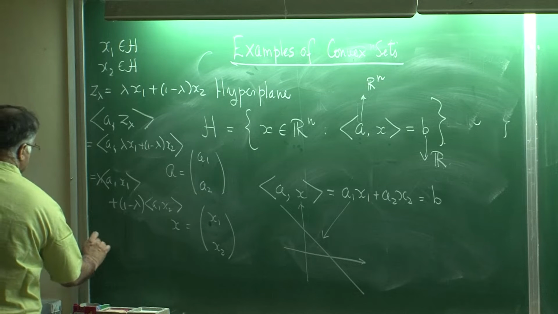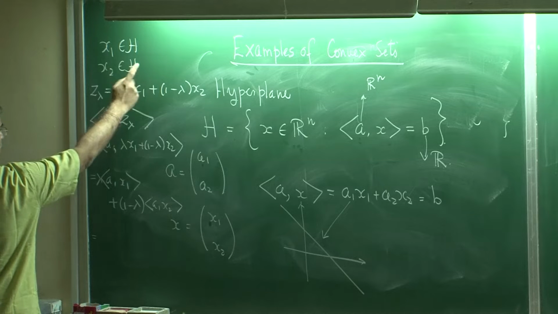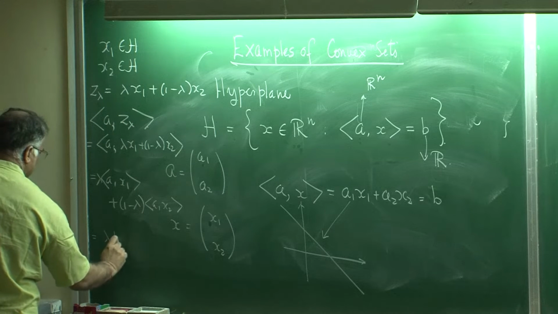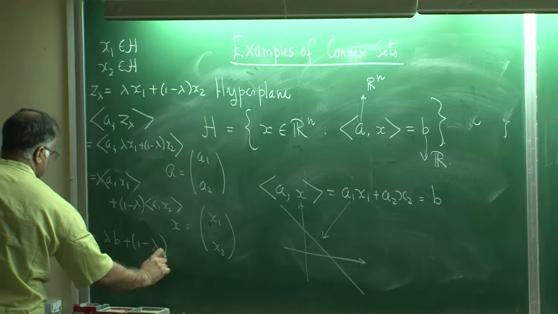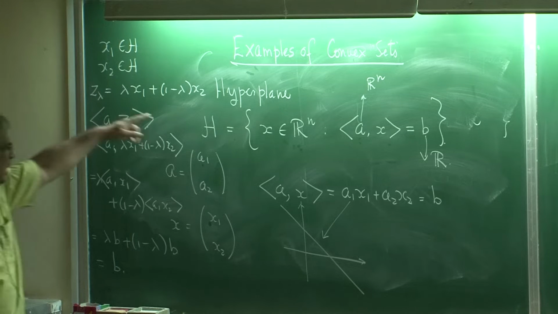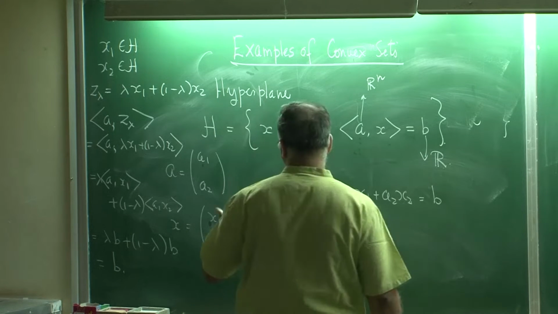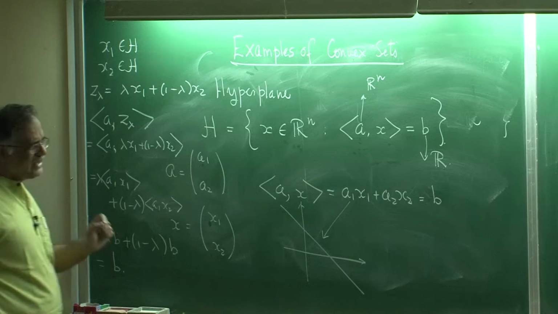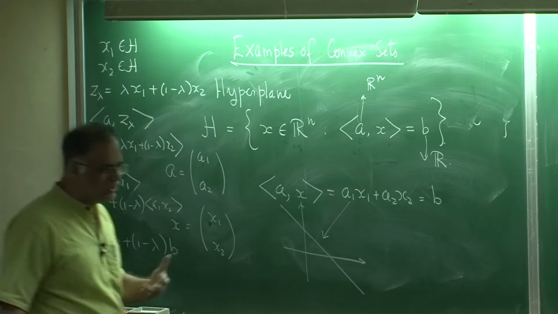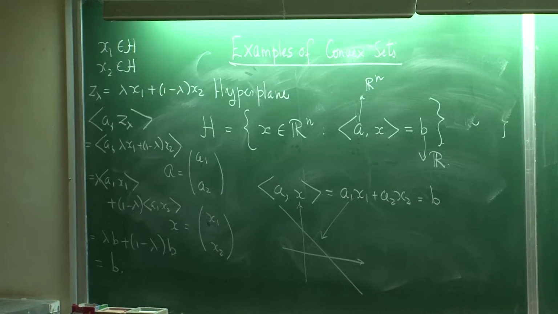Now, A of x1 is equal to B because x1 was in H, and A of x2 is equal to B because x2 also is in H. So, you will have lambda B plus 1 minus lambda B, which simplifies to B. That means z lambda belongs to this set, and hence this is a convex set. But this is not just a convex set, it is something called an affine set. An affine set is a very particular type of convex set.